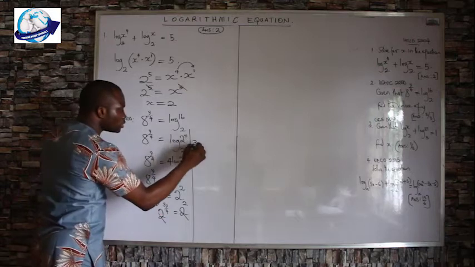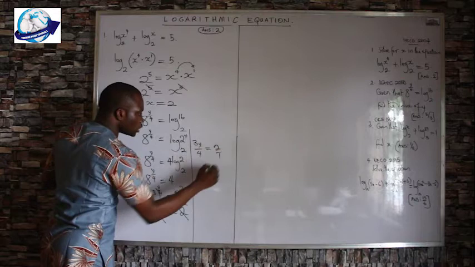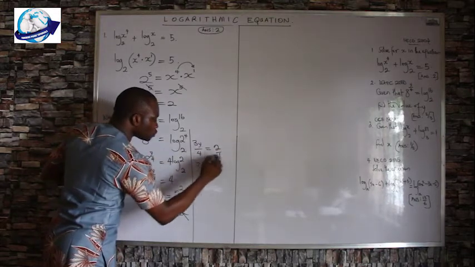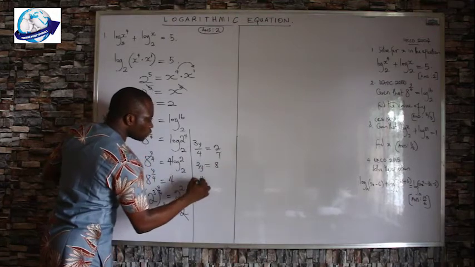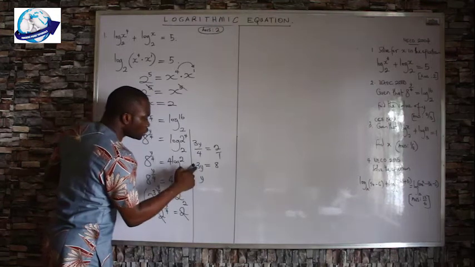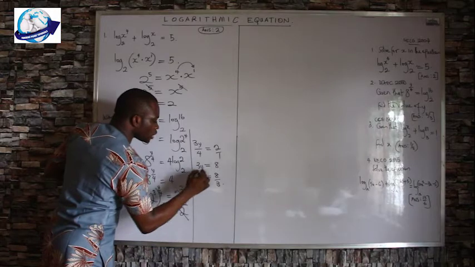What's the power now? 3y over 4 equals 2 over 1. Cross multiply. 1 times 3y gives you 3y, and 4 times 2 gives you 8. At the end of the day, divide both sides by the coefficient of y, which is 3. Then 3 divided by 3 is gone, bring down your y, then 8 divided by 3. So this is the final answer you have.